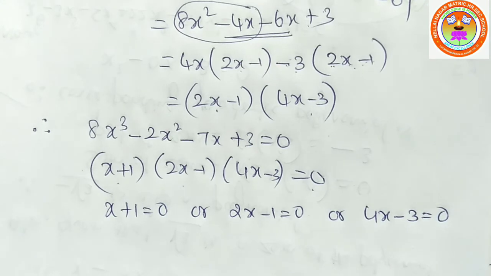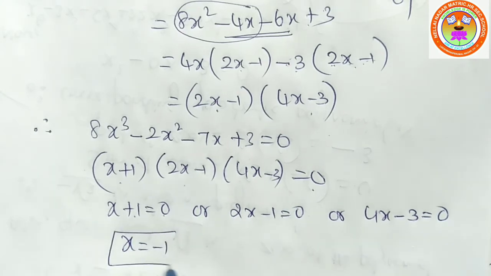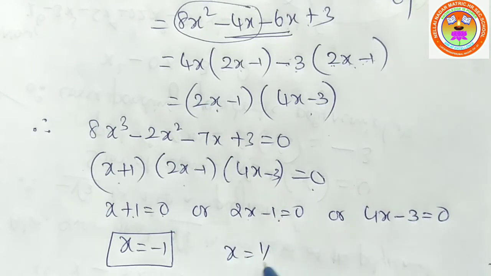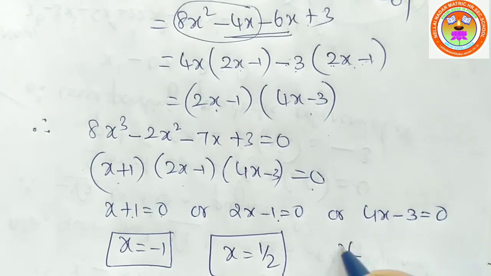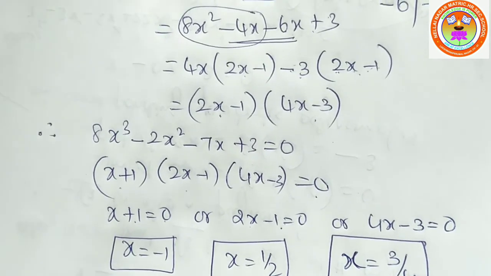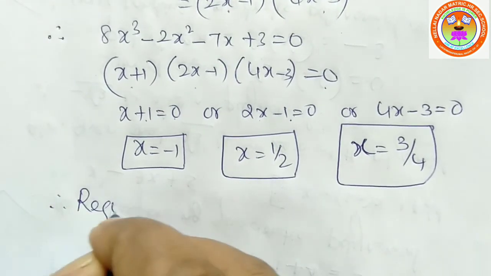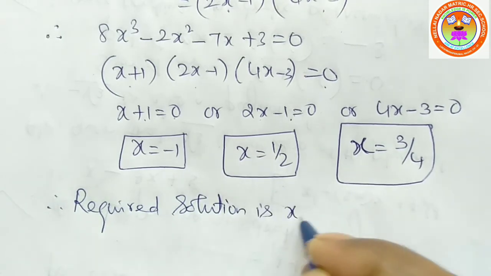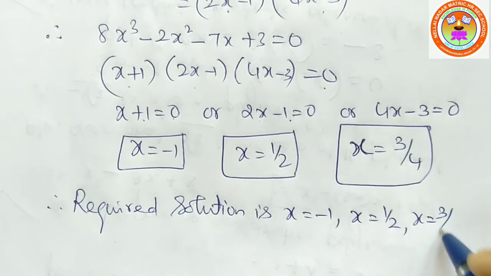x plus 1 equal to 0 means x is equal to minus 1. 2x equal to 1 means x is equal to 1 by 2. Similarly, 4x is equal to 3, so x is equal to 3 by 4. Therefore, the required solution is x is equal to minus 1, x is equal to 1 by 2 and x is equal to 3 by 4.